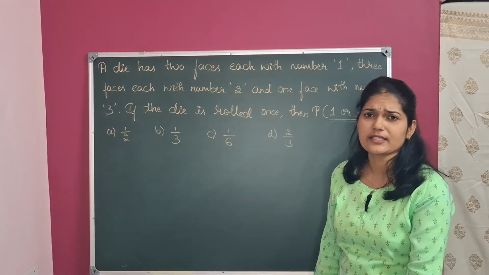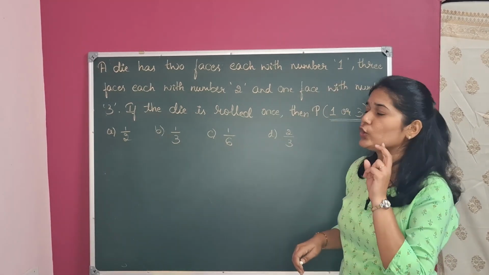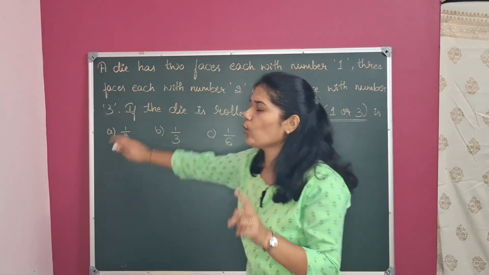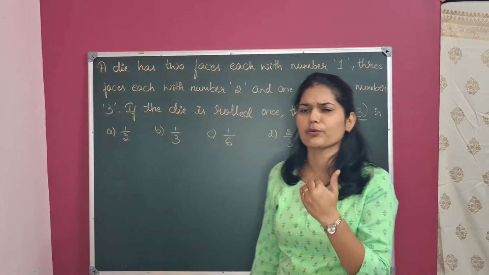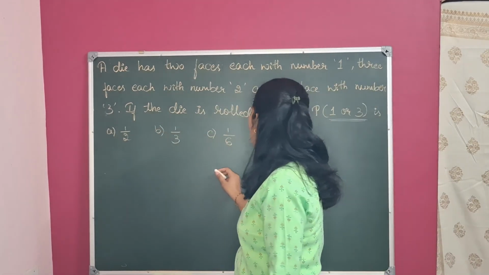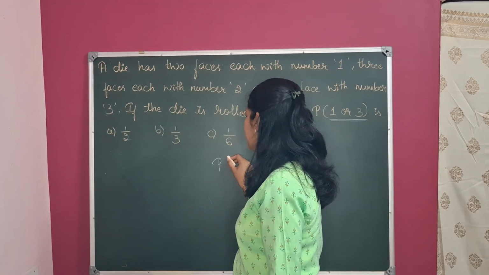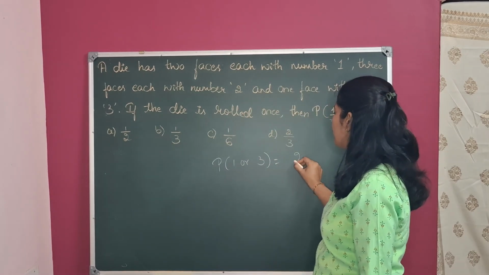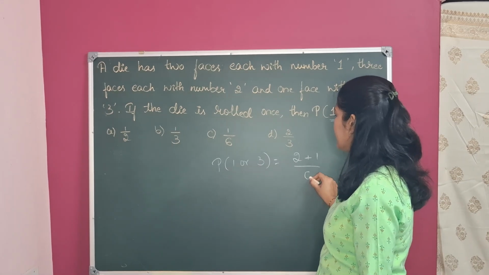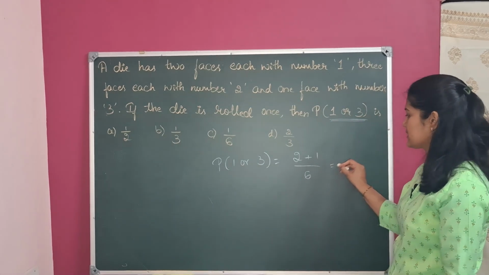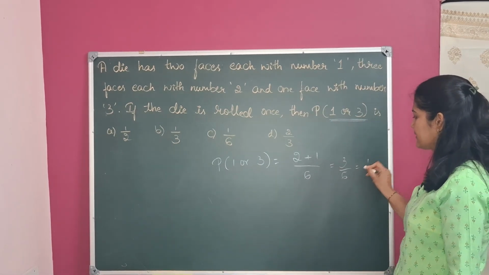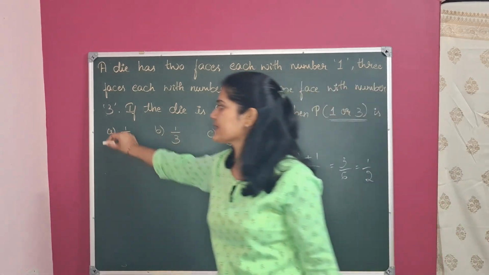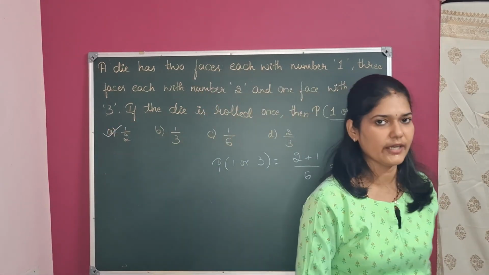This is a very easy problem. There are 2 ones and 1 three. Therefore, the probability of getting 1 or 3 will be 2 plus 1 divided by 6, which is nothing but 3 by 6, that is 1 by 2. So the answer is option A, 1 by 2.